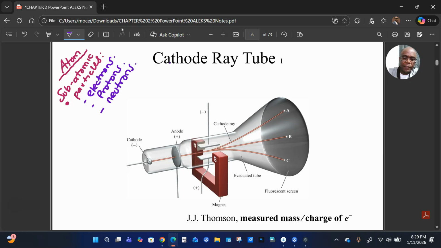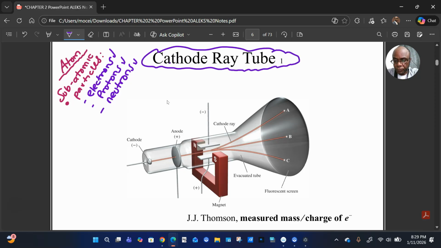So there are experiments that brought about the discovery of electrons, protons, and neutrons, and one of them is the cathode ray tube, or what people would call the Thompson experiment. Okay, so this is the Thompson experiment.